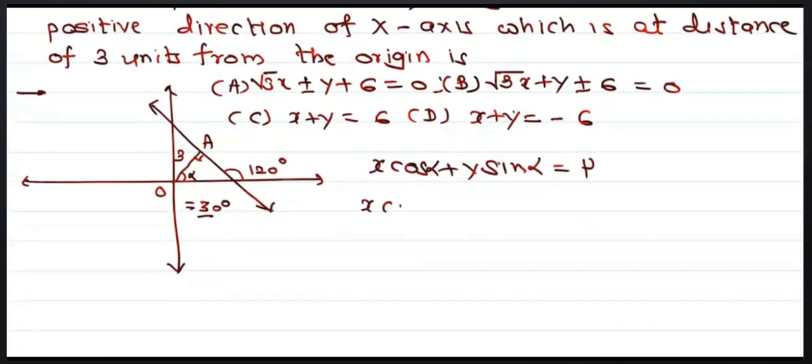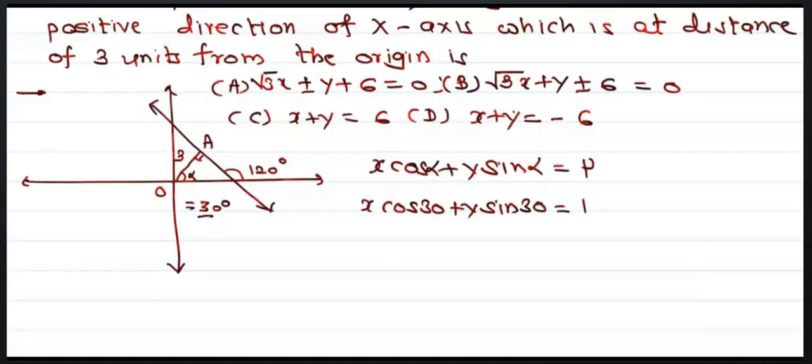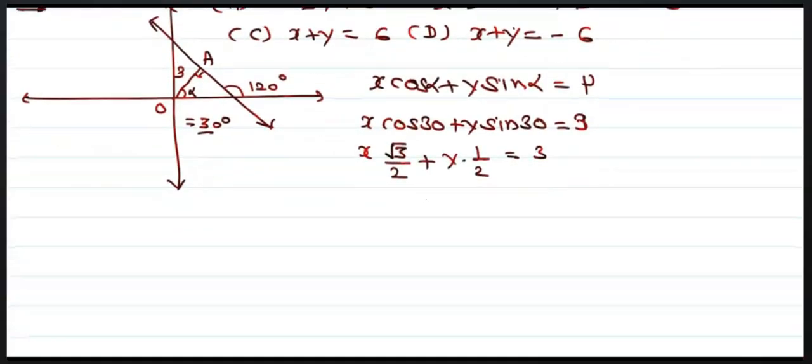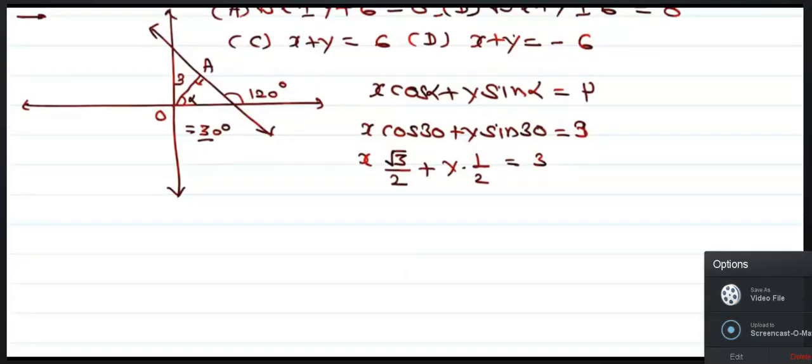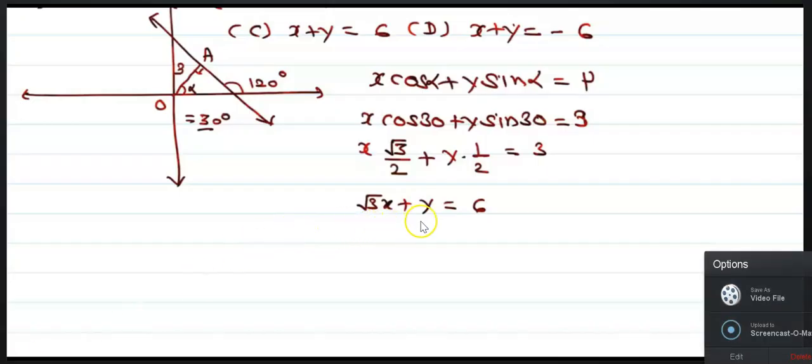This is the equation of the line in normal form. Now the measure of this angle is 30. Therefore x cos 30 plus y sin 30 is equal to p. The value of p is 3. Cos 30 is root 3 upon 2, plus y into sin 30 is 1 upon 2, is equal to 3. Now simplify this. Root 3x plus y is equal to 6.